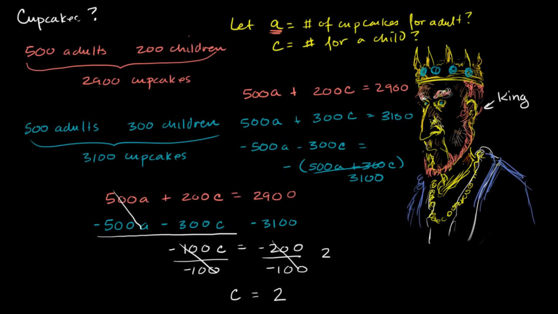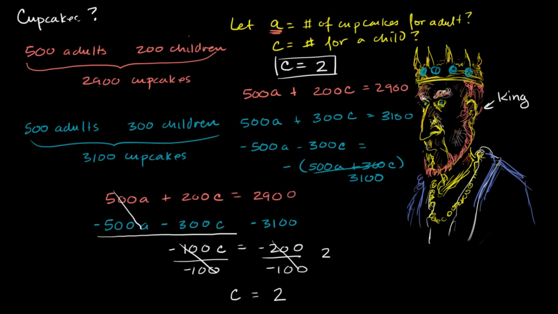So we've solved one of the unknowns. Each child, on average, drinks 2 cups. So C is equal to 2. So how can we figure out what A is? Well, now we can take this information and go back into either one of these and figure out what A has to be. So let's go back into the orange one right over here.